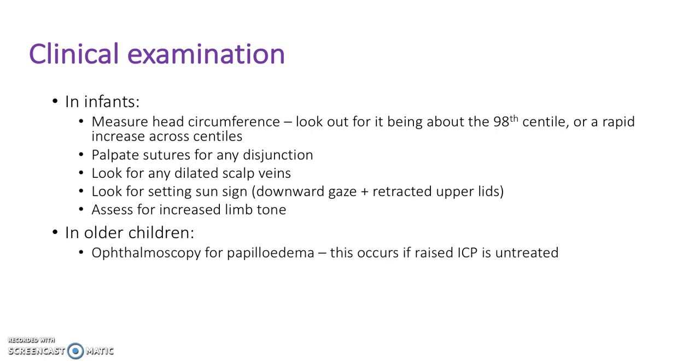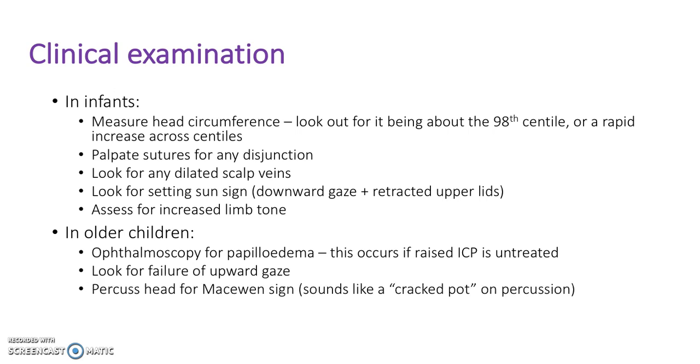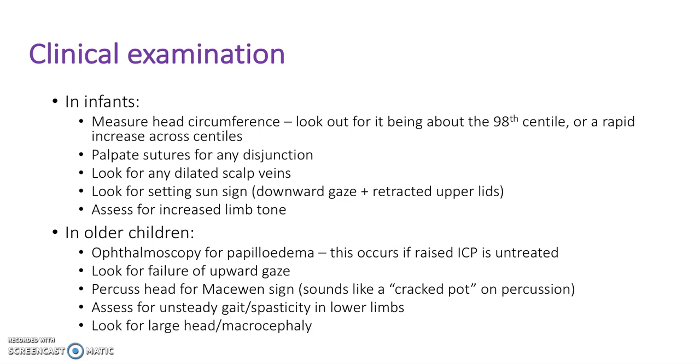So if you're looking at an older child, use your ophthalmoscope to look for papilledema because that can be a sign of raised ICP. Look for the failure of the upward gaze, so the setting sun sign again, and percuss the head, and if it sounds like a cracked pot on percussion, that can be a sign of hydrocephalus. Assess for unsteady gait and spasticity, and look for a large head, and also do a cranial nerve exam because raised ICP can cause a sixth nerve palsy.